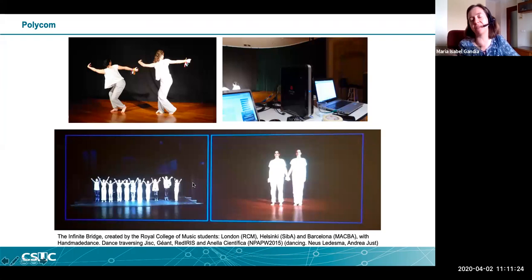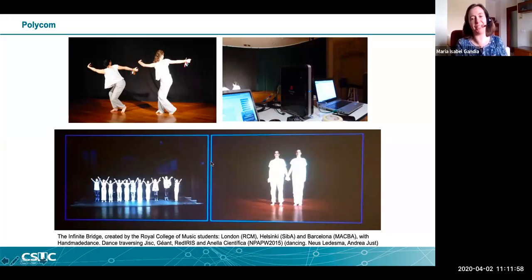The Polycom is the app on the right image. This is the hardware that we used to send the image of the two dancers on the left to London, and they danced together with the people in London who were on stage. The picture on the bottom is horrible because it was taken with my telephone, shooting a screen, so it's not the best one, but at least it gives you the image that they were dancing together, even if some of them were in London and some of them were in Barcelona.